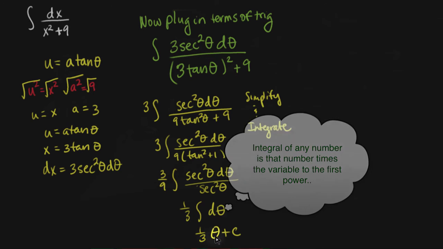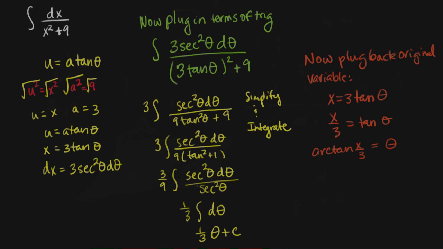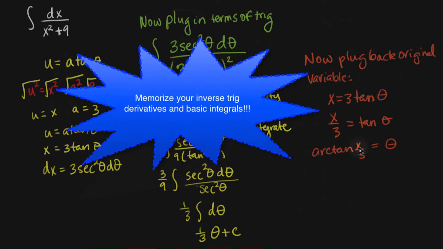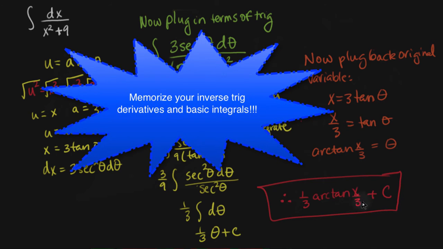And now, because I didn't start out with thetas, I started out with x's, I have to go back in terms of x. The way I do that is with my original relationship that I had, x equals 3 tan theta. In this case, I can actually just solve for tangent by dividing both sides by 3 first, then arctaning both sides. And if I plug that in here, I get this answer. Which, if you remember at the beginning, I told you from the formula, it's 1 over a arctangent u over a. All right?